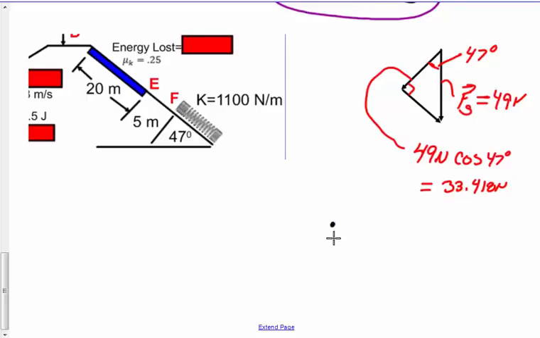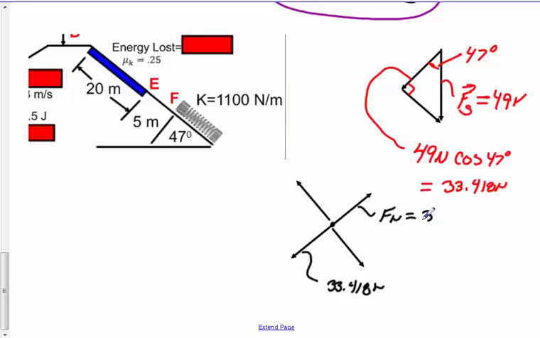Now, when I draw my free body diagram, I draw it like this. I draw this force coming down, which is normal to the surface here. I draw this force up here. I'll draw this force up here. And I'm drawing this, the frictional force. So now this value again, 33.418 newtons, is going to be my normal force of the surface pushing back up, and that's going to equal 33.418 newtons.